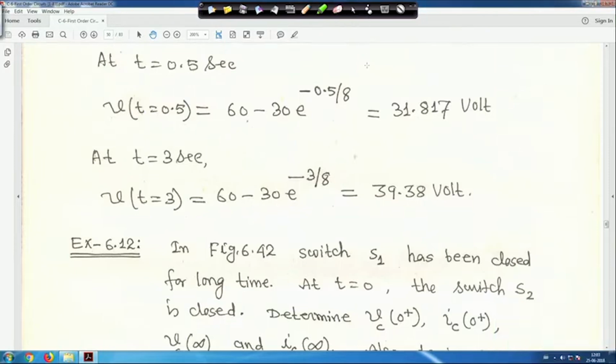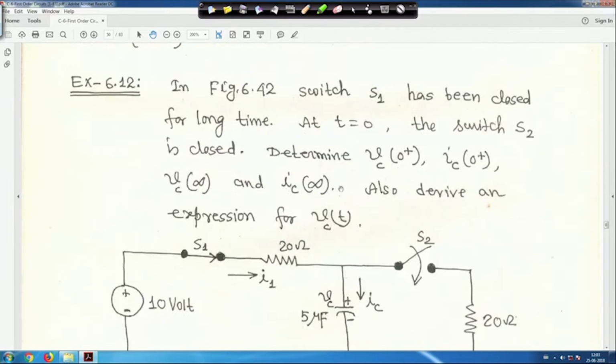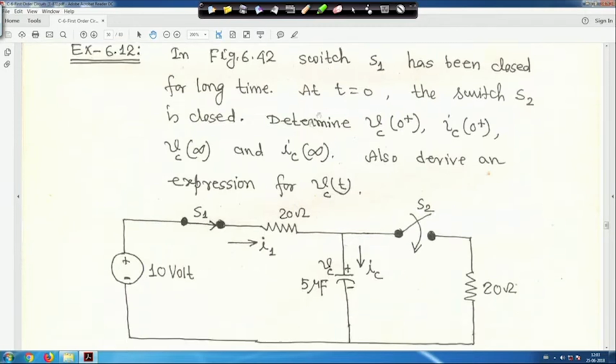So, next one is that in figure 42, here more understanding is required. We cannot do this blindly. We have to understand the physics behind this switching circuit, right. So, in figure 42, switch S1 has been closed for a long time. And then at t is equal to 0, the other switch S2 is closed.